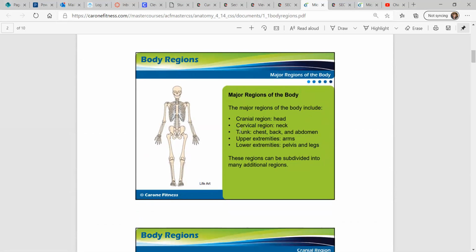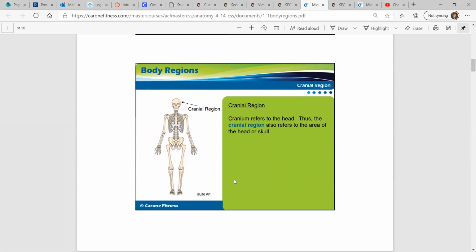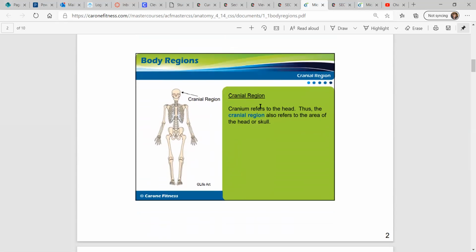Here are the major regions of the body. The cranial region is your head. The cervical region is your neck area. Then we got your trunk, which is your chest, back, abdomen, upper extremities, like your arms, lower extremities, pelvis, hips, legs. And then we can further divide those into even smaller regions.